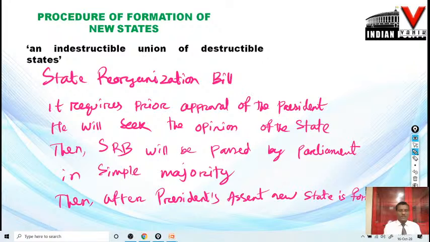That is called state reorganization bill, Jammu Kashmir reorganization bill. So that goes through this process. So the political map of India can be destroyed by the parliament alone. Here for the SRB, he will seek the opinion of the state council, but the opinion is not binding upon the president. You can add here also, the opinion is not binding. So therefore, the ultimate authority in changing the political map of India lies with the parliament. Hence, India is called an indestructible union of destructible states.